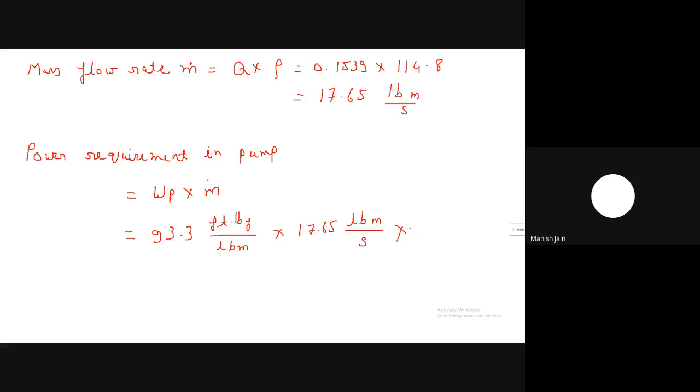Now the answer is required in horsepower. So for horsepower, 1 horsepower, represented by HP, is equal to 550 foot pound force per second. Okay. So it will be converted into horsepower. Now when you solve this problem, it will come to around 3.00 HP. Okay. So the power requirement of the pump is 3.00 HP.